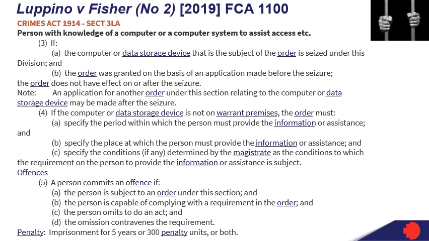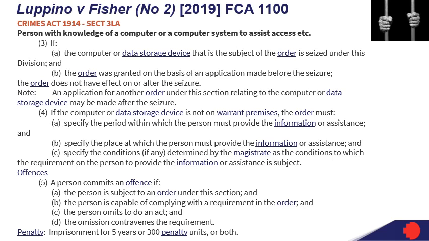So, subsection 3 talks about the computer or data storage device that is the subject of the order, and that the order was granted on the basis of an application made before the seizure. So it talks about the time of it having effect. And then there's subsection 4 about the premises, not really applicable here because we're in a car.